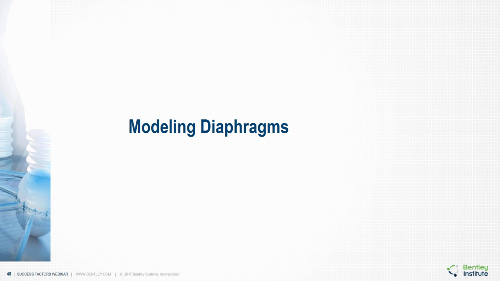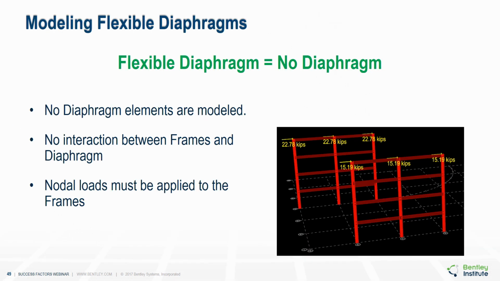So now that we've discussed some code requirements for classifying diaphragms, let's talk about how you actually create the model of those diaphragms. So a flexible diaphragm is the same as no diaphragm. No diaphragm elements are modeled. There's no interaction between the frames and the diaphragm. The nodal loads must be applied directly to the frames.